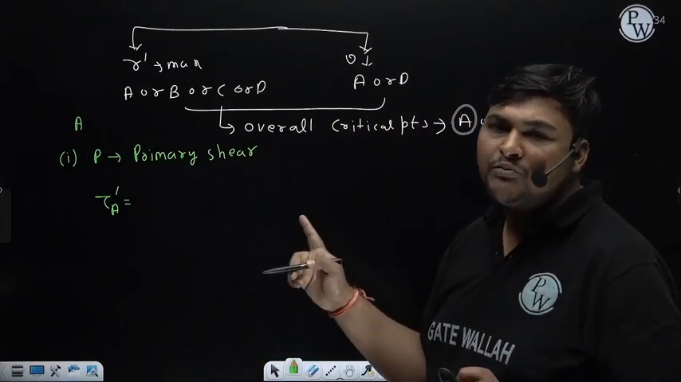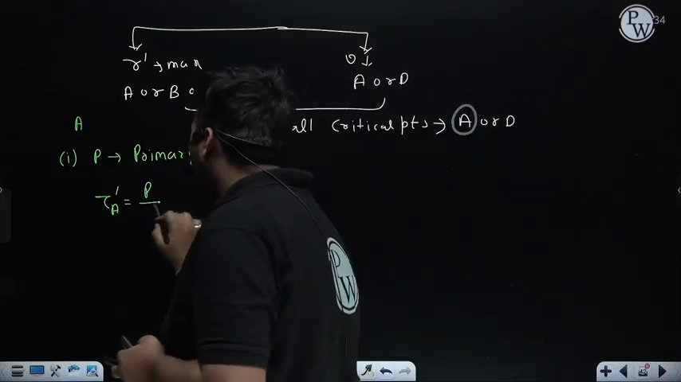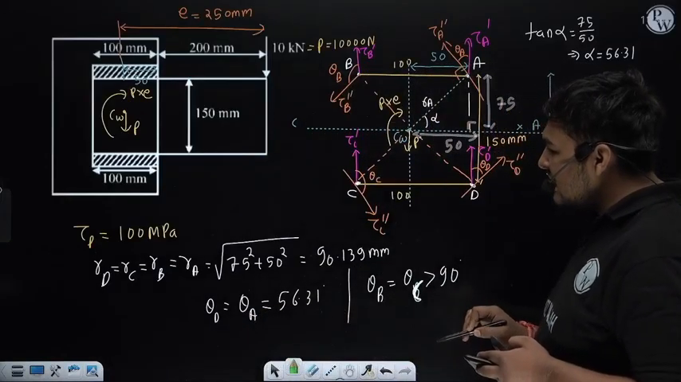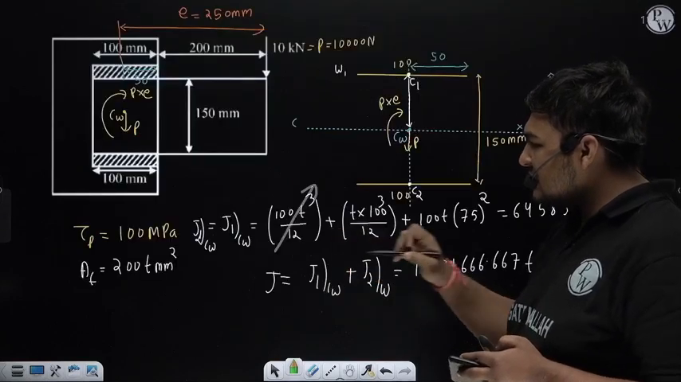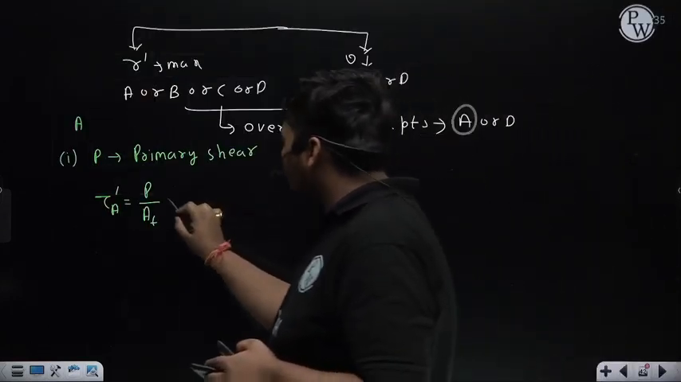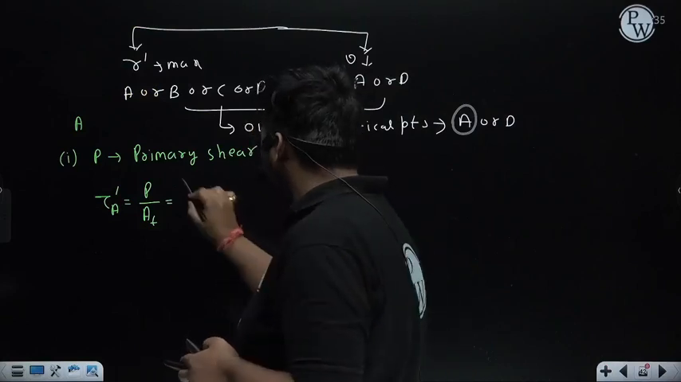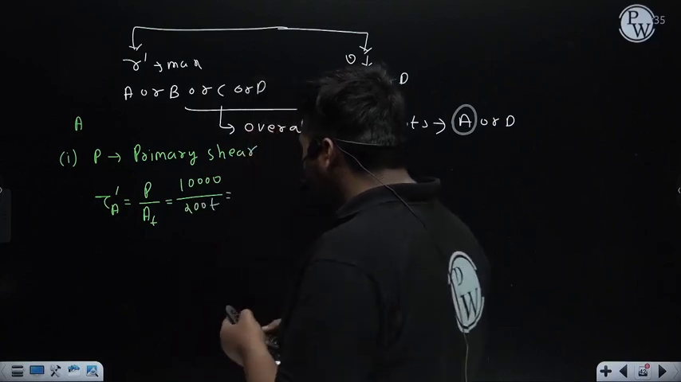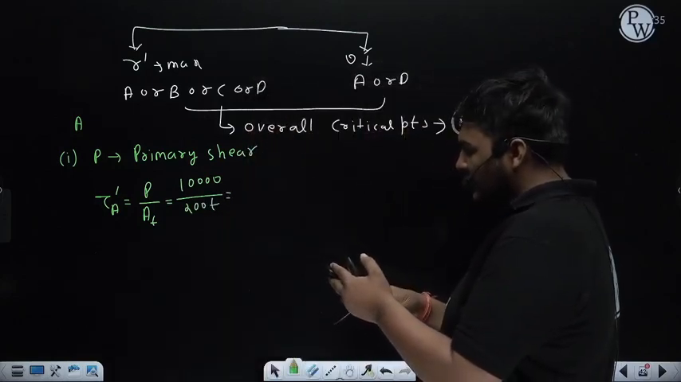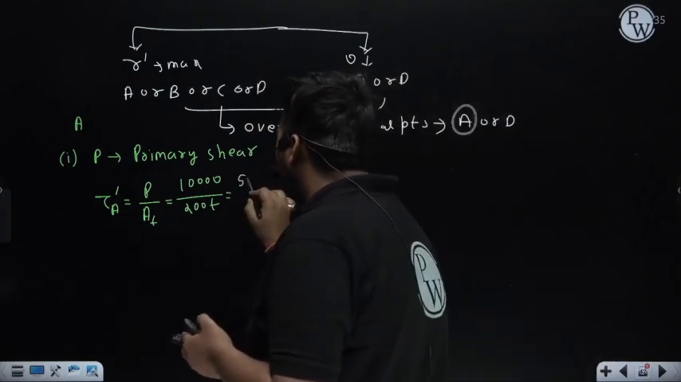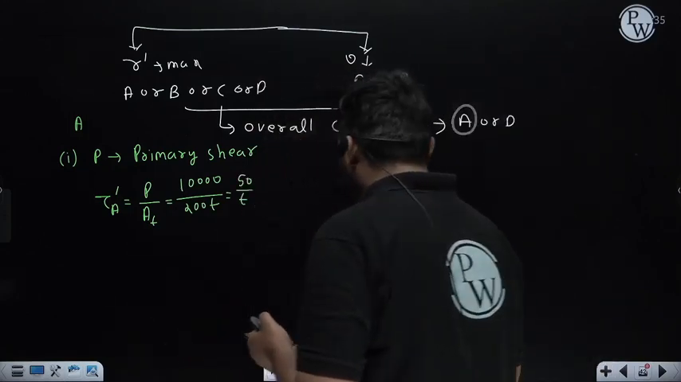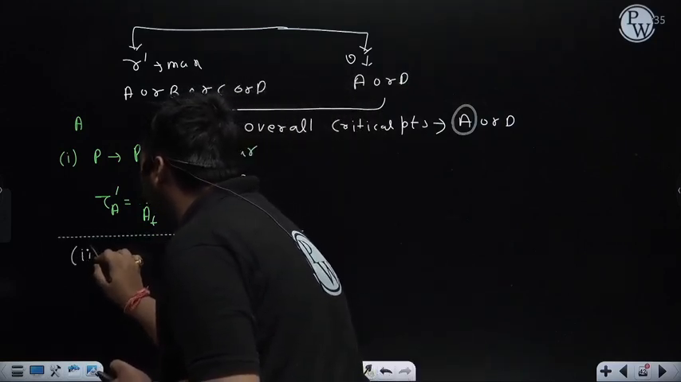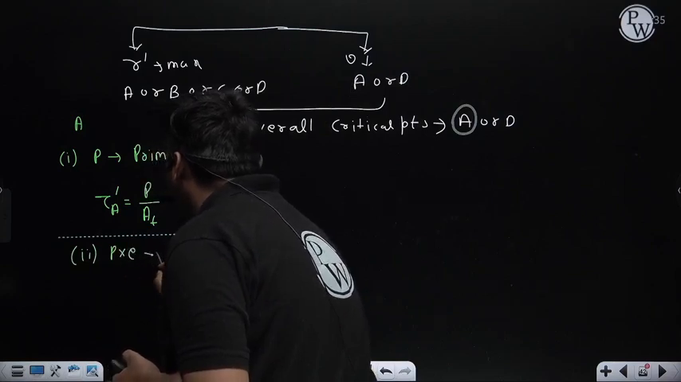The formula is total force P divided by total throat area. Here total force P is 10,000 Newton, and the total throat area we calculated on this page is 200 T. So the magnitude of primary shear stress is 10,000 divided by 200, which is 50 upon T. Similarly, we will calculate the secondary shear stress at point A, or torsional shear stress, which is coming due to moment P into E.